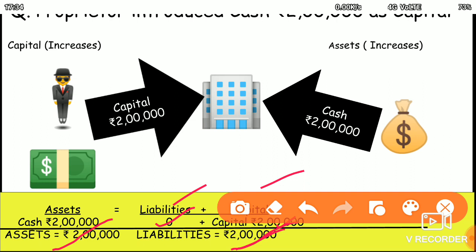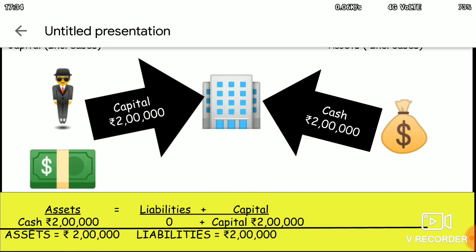So after every transaction, the effect will be such that the assets will always be equal to liabilities plus capital. It will always satisfy this equation, that the assets will always be equal to liabilities plus capital. So the whole accounting equation is based on this equation.